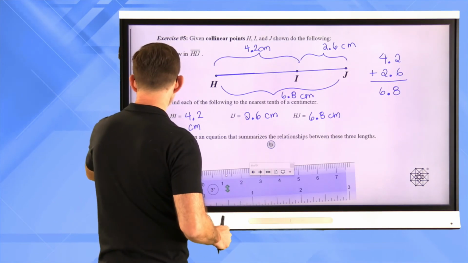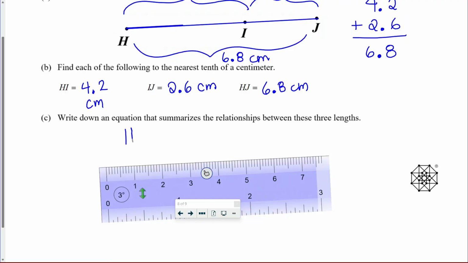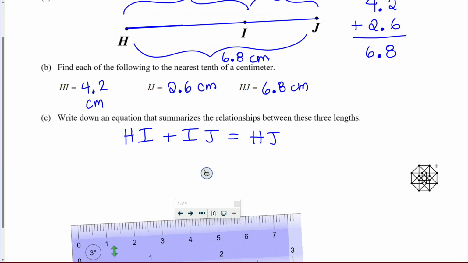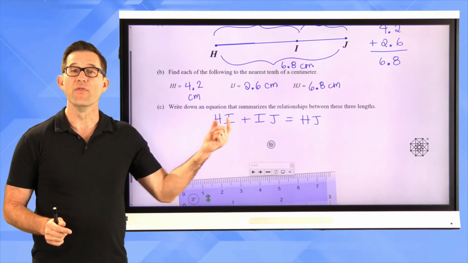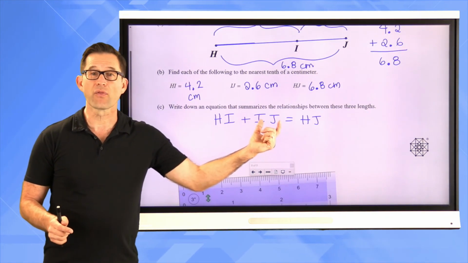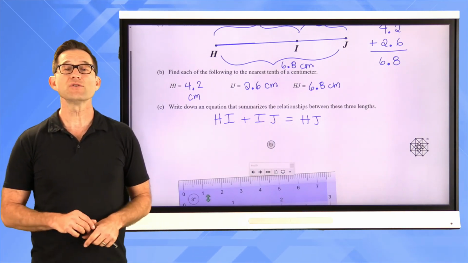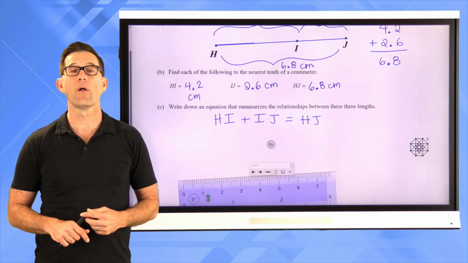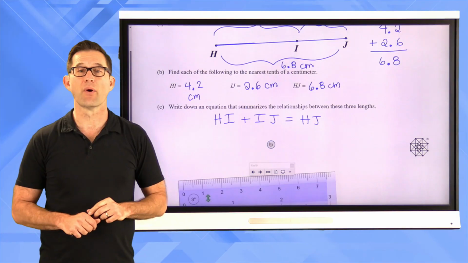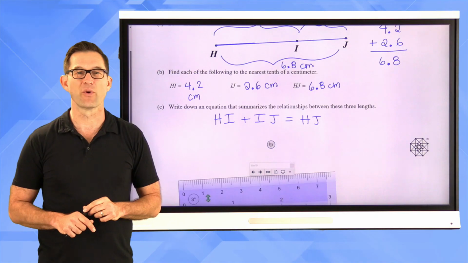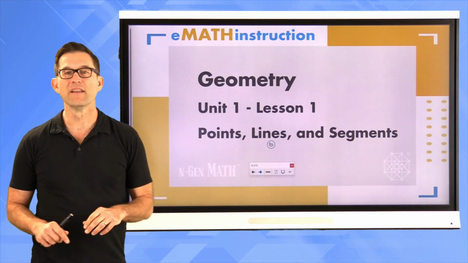So what I can now say is that HI plus IJ is equal to HJ. And notice, I don't have any segment symbols over them. I don't have any line symbols over them. I'm literally saying this length plus this length is equal to that length. We'll eventually call this the partitioning principle. We'll also call it the whole, which is HJ, is the sum of its individual component parts. But I think it's probably pretty obvious for right now. All right, let's wrap this up.